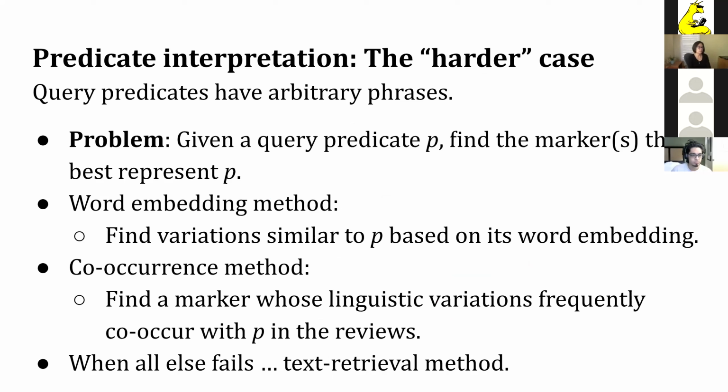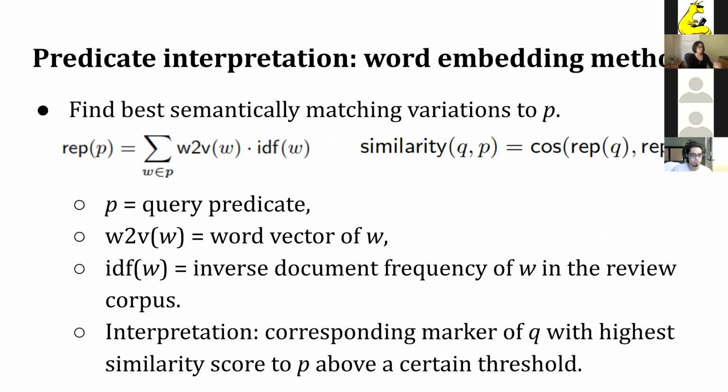There are three methods we use here, one after another. The first, we will try the word embedding method. And then if that fails, we'll use the co-occurrence method. And if that fails, we will fall back to the good old text retrieval method. I'll explain each of these in a little more detail in the next slides.